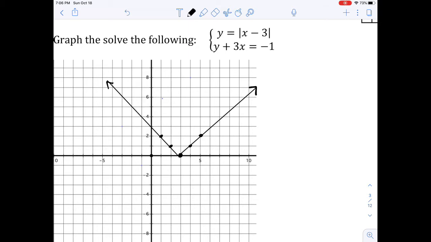All right. And then we're going to graph the line y equals negative 3x minus 1. So we're putting it in slope-intercept form. So that's minus 1 with a negative 3. Up 3 over 1. And we're going to graph this line now.